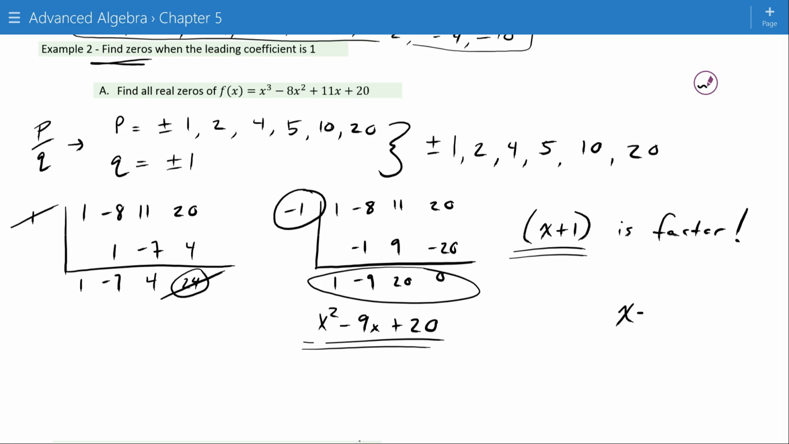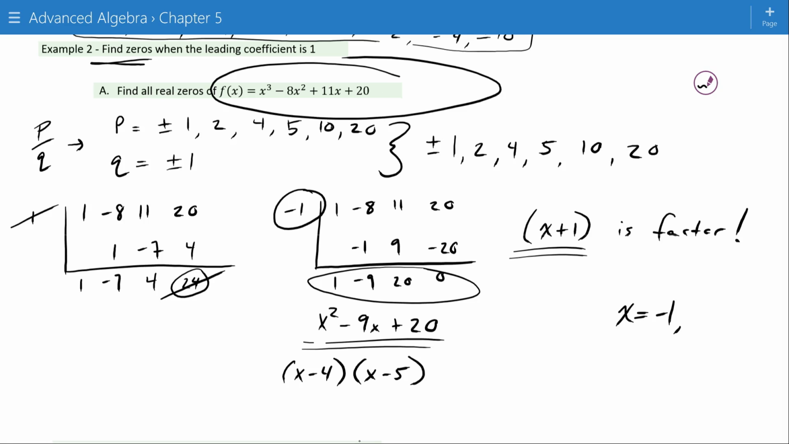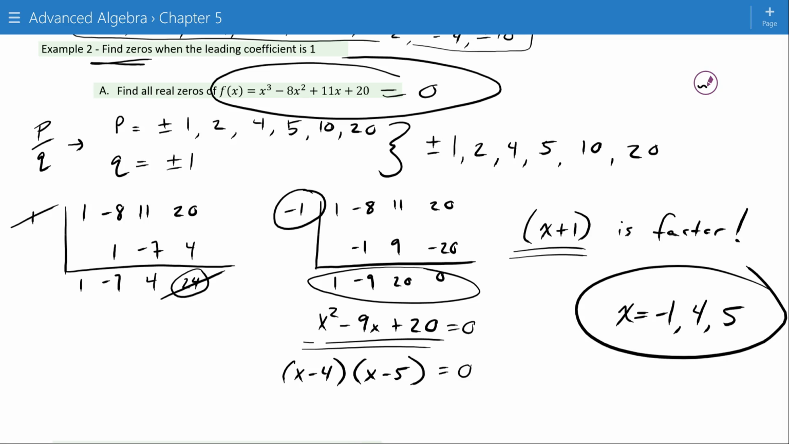This one's a trinomial, so we could try the AC method on it. We already got one of our zeros. Let's find the other ones. It's going to be x minus 4 and x minus 5 is what it factors into. And like I said, we wanted that whole thing to equal 0, so we set the factors equal to 0, and we're left with x equals positive 4 and also positive 5. So our answers for that whole thing are x equals negative 1, positive 4, and positive 5.